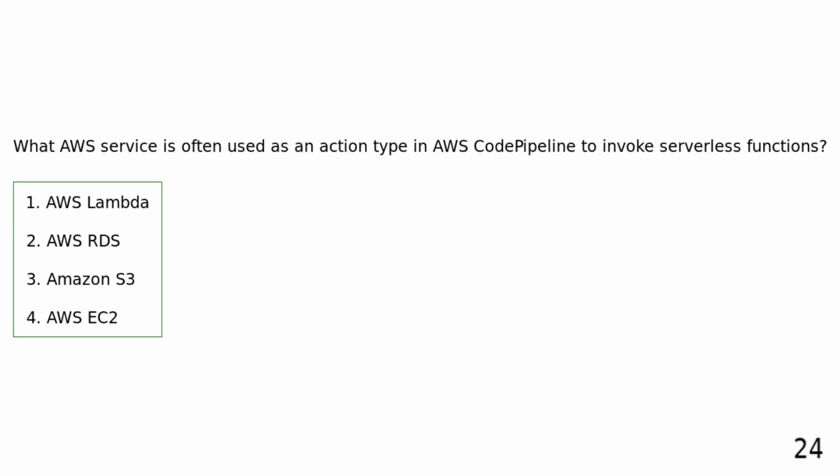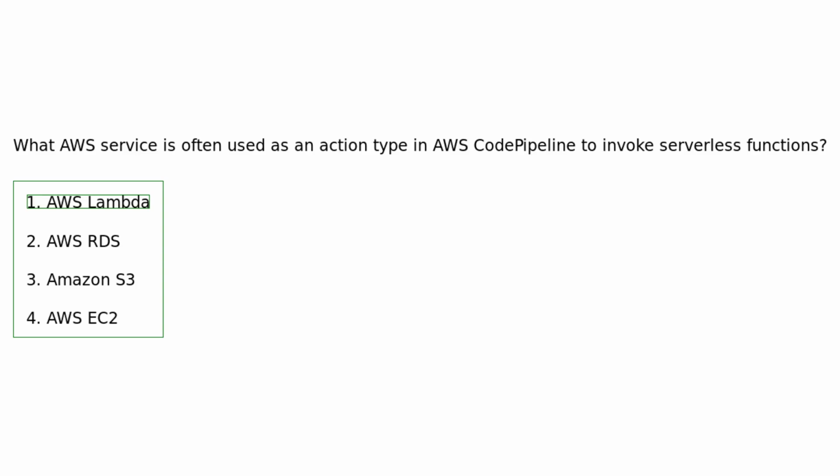What AWS service is often used as an action type in AWS CodePipeline to invoke serverless functions? AWS Lambda, AWS RDS, Amazon S3, AWS EC2. AWS Lambda is commonly used in AWS CodePipeline as an action type to invoke serverless functions as part of the pipeline's automated processes.